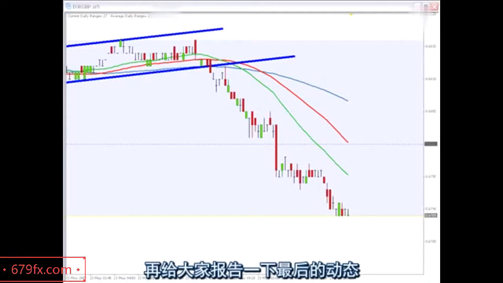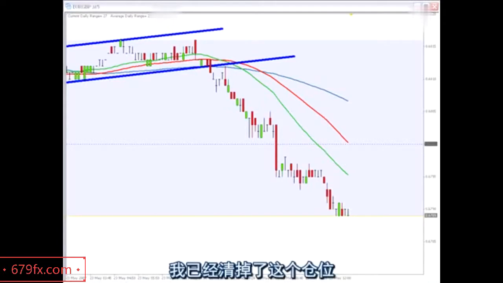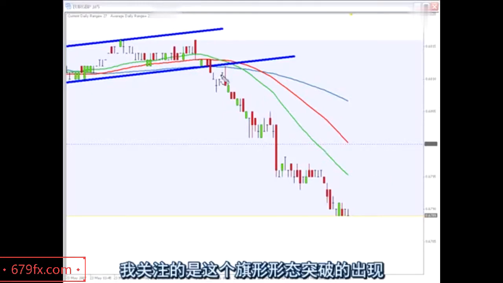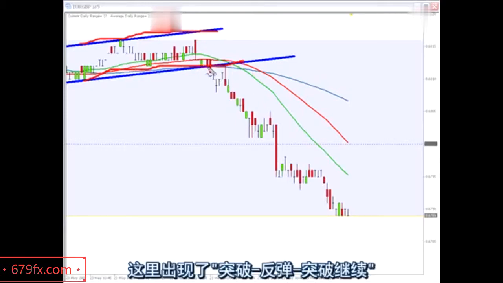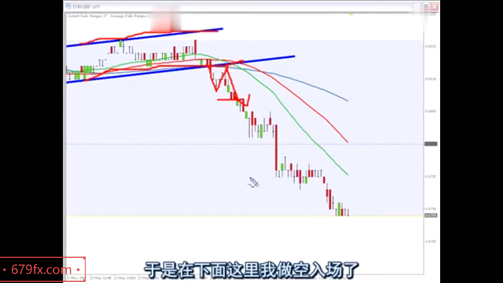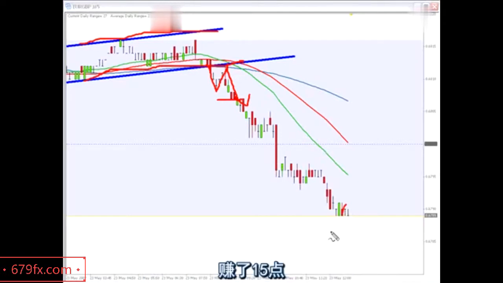Just one final update to let you know that I've closed my trade on the Euro GBP that I took about 3 hours and a half ago. If you remember, I was searching for a breakout of this flag formation, which we got there. We got the pullback and the continuation aspect. I triggered my entry there, and I've just exited a minute ago down there for plus 15 pips.